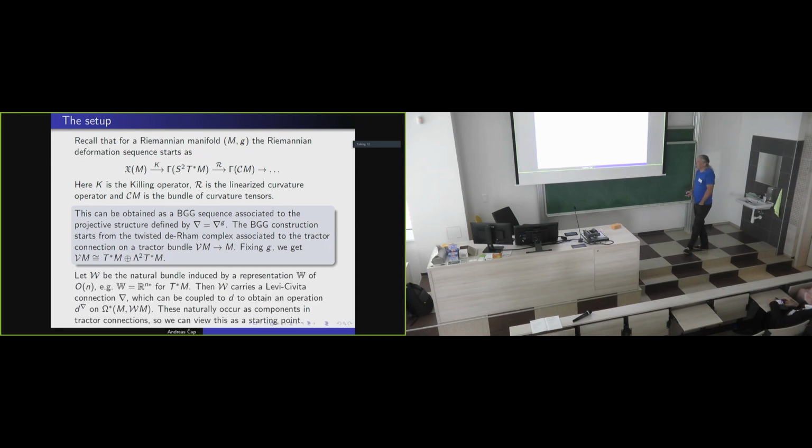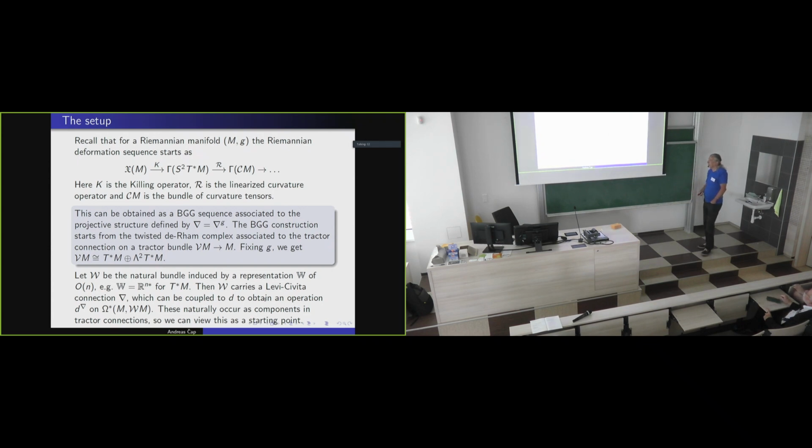Right, and now if you start with any natural bundle for Riemannian geometry, which just means that you start with a representation of the orthogonal or special orthogonal group, so in the case of the cotangent bundle, this is just the dual of Rn, and in lambda 2, it's lambda 2 of Rn star. Then on this bundle, there is a Levi-Civita connection.